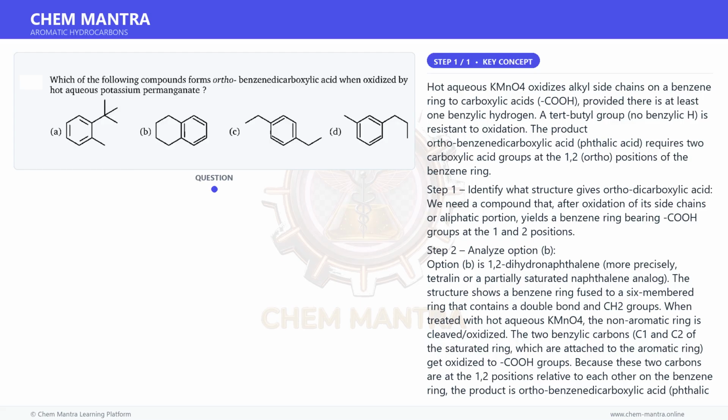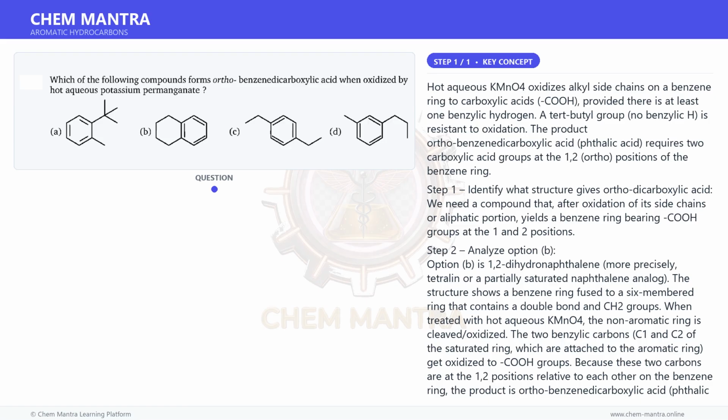Hot aqueous KMnO4 oxidizes alkyl side chains on a benzene ring to carboxylic acids, -COOH, provided there is at least one benzylic hydrogen. A tert-butyl group, with no benzylic H, is resistant to oxidation. The product ortho-benzenedicarboxylic acid, phthalic acid, requires two carboxylic acid groups at the 1,2 ortho positions of the benzene ring.